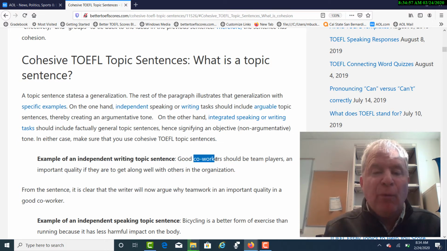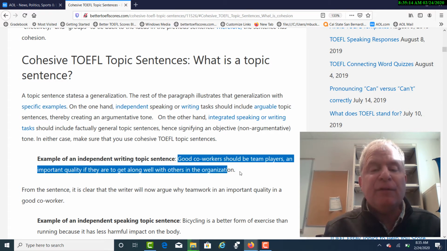So by using the word coworkers and then stating team players and then quality, these words connect back to the writing prompt. What is the most important quality of a good coworker? So you'll also notice here that this topic sentence is actually arguable and not factual. So the writer will now have to prove why coworkers need to be good team players.